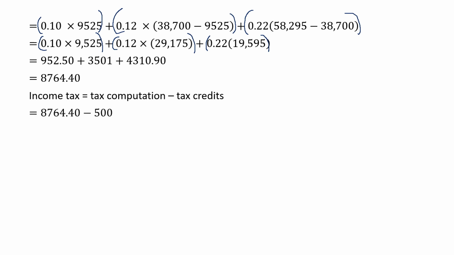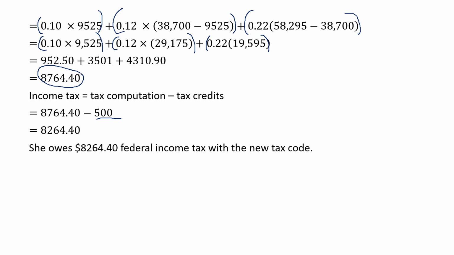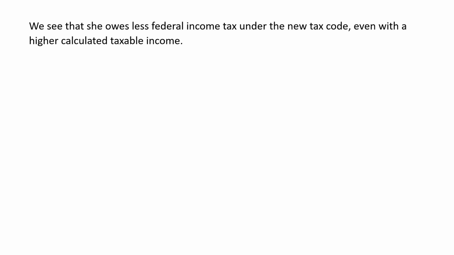Our tax computation is the $8,764.40. We subtract the tax credits, and so the difference is $8,264.40. She owes $8,264.40 federal income tax with the new tax code. We see that she owes less federal income tax under the new tax code, even with a higher calculated taxable income.